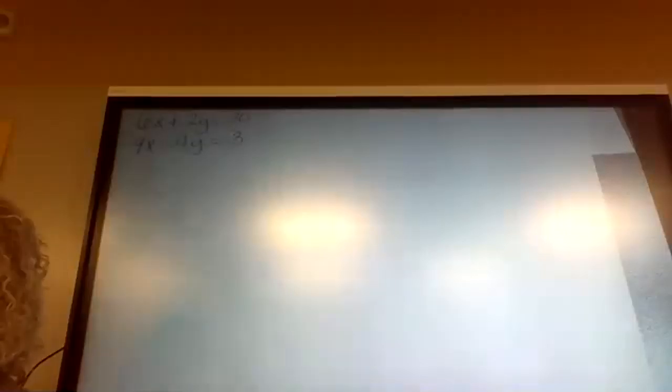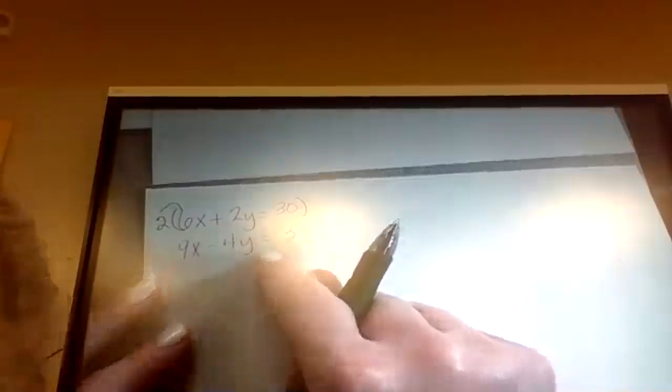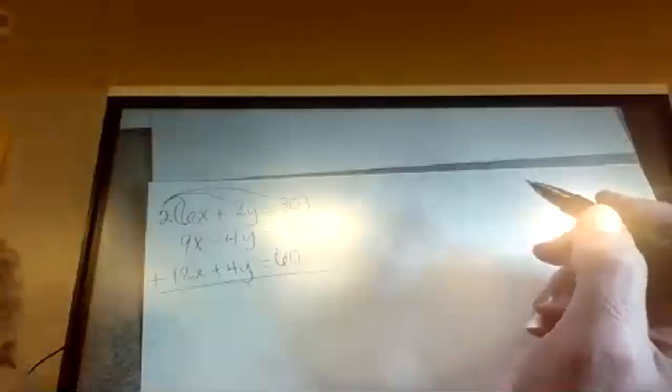What did you do first? Multiply the top one by 2. Why did you do that? Right. So that way our y's would be opposite. Plus 4y equals, what is 9 plus 12? 21? No, 63? And then what happens?